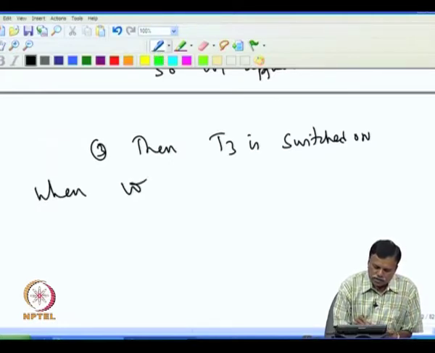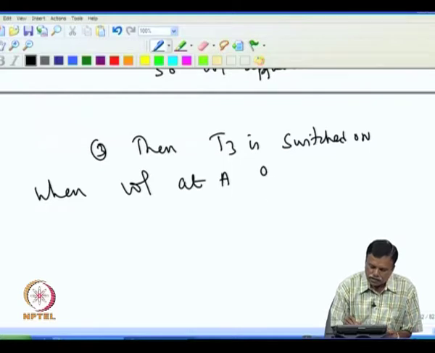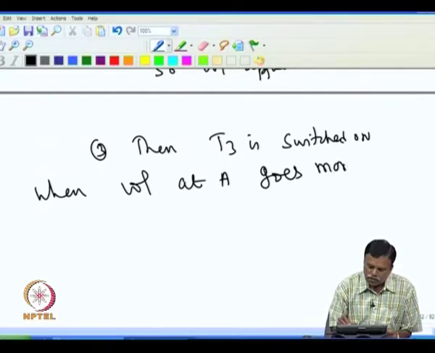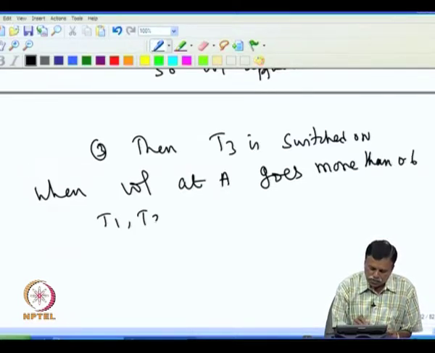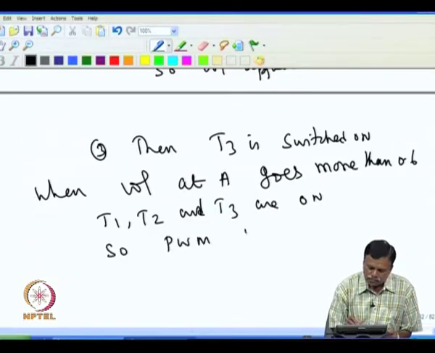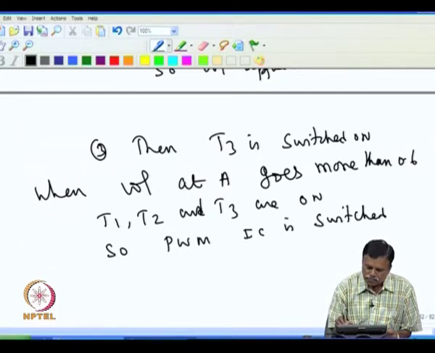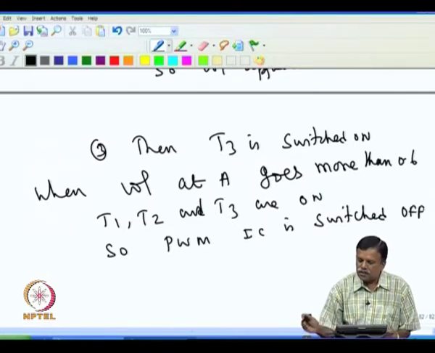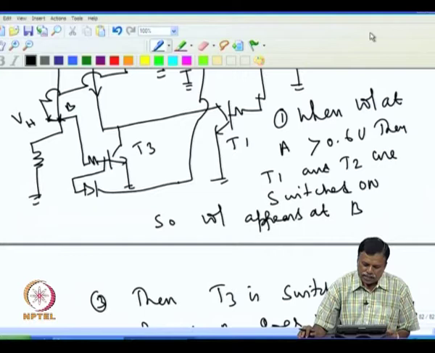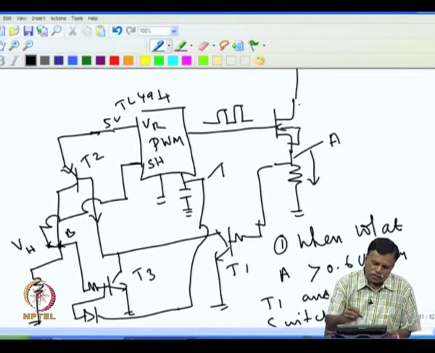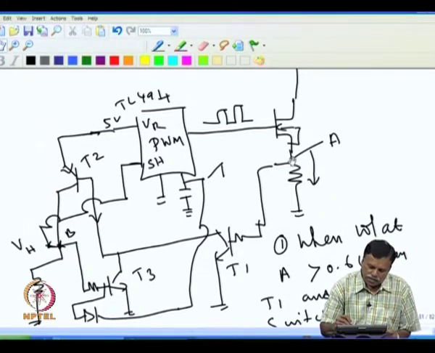So, when voltage at A goes more than 0.6, T1, T2 and T3 are on. So, PWM IC is switched off. This makes the voltage at A disappear, because once the PWM IC goes off, the voltage at A disappears.